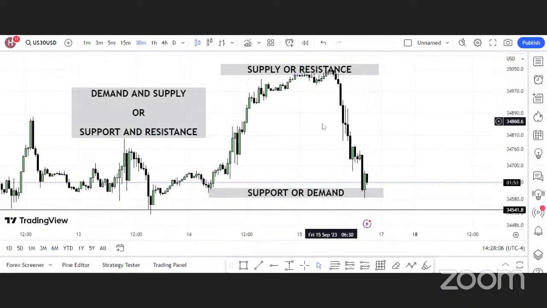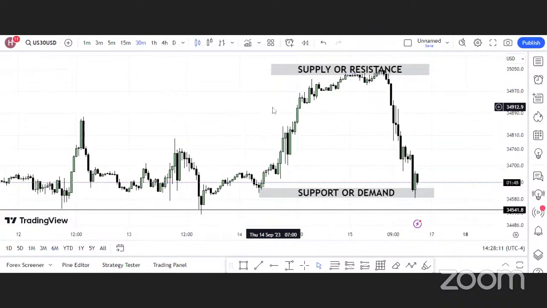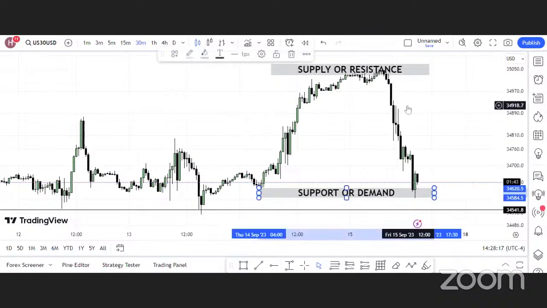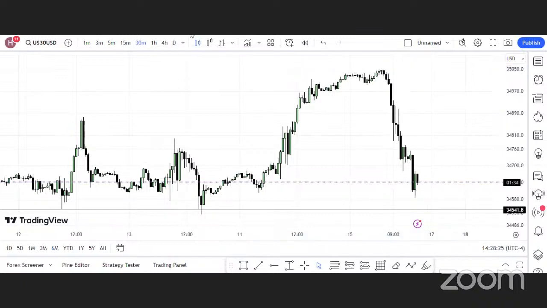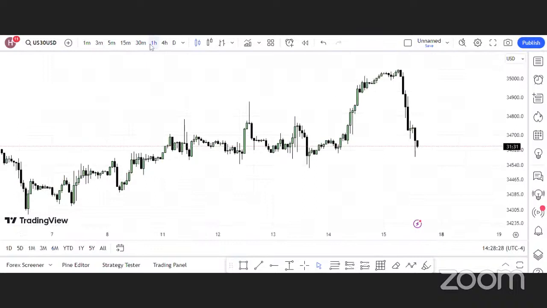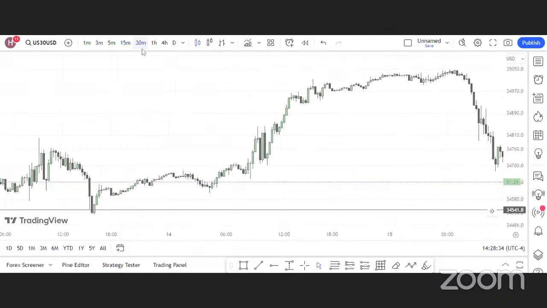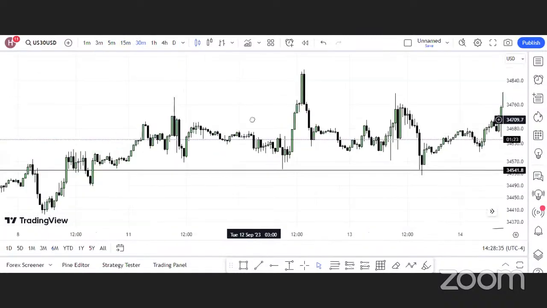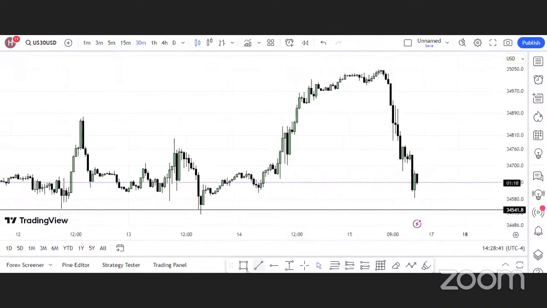So now, how do you plot this supply and resistance on our chart? How do we know exactly where we are supposed to plot them? That is what we want to look at in this lesson, on this live session for today. What you want to do is, let me use this current market as an example. Let me use this first. We have this here.